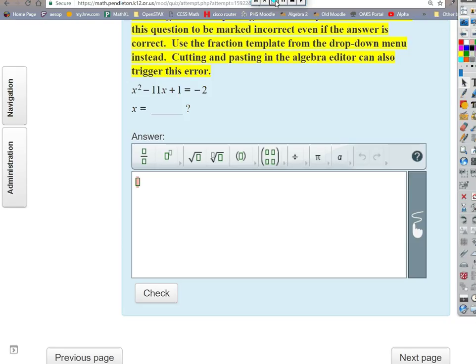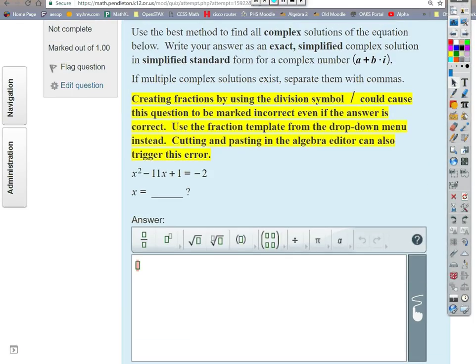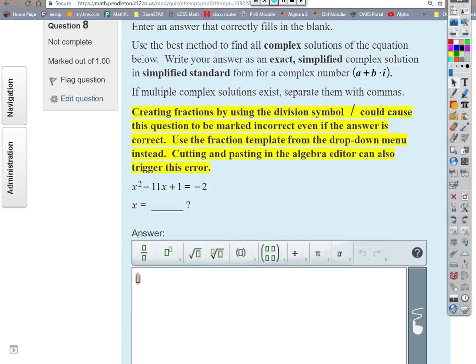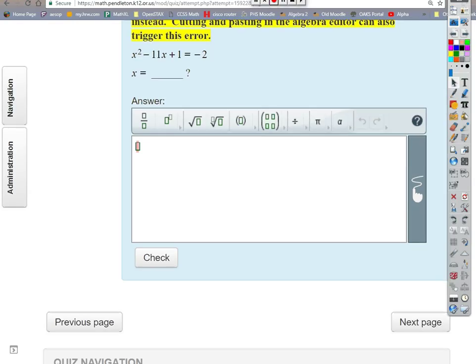All right, so what do we got going here? We're just solving, using the best method to find all the complex solutions, right? So what are we going to do? We've got this quadratic equation. Now, we got to get into a pattern here. What do we always do with the quadratic equation first? Set it equal to 0. We got to put it in standard form, right?